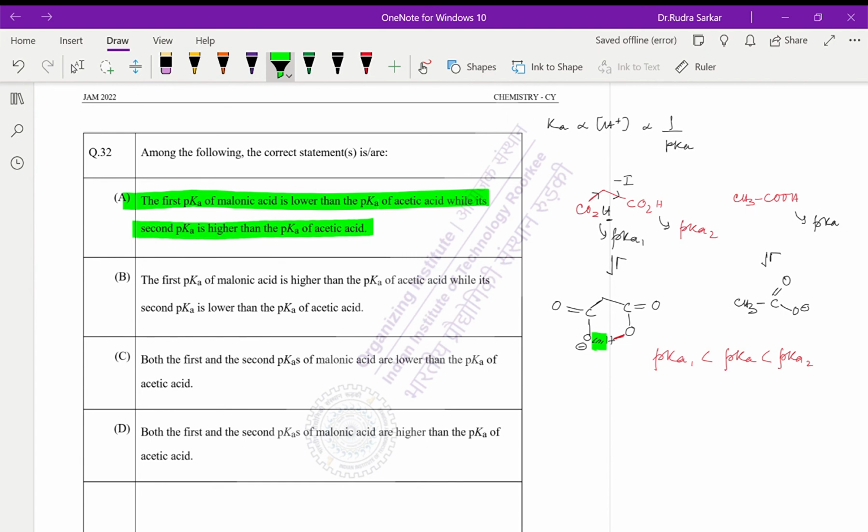And if you check the other answers, it says first pKa of malonic acid is higher than the pKa of acetic acid, which is a wrong statement. So no need to read the next part. Both the first and second pKa of malonic acid are lower, which is again also wrong. Both first and second pKa of malonic acid are higher than pKa of acetic acid, which is also a wrong statement. Alright, so that completes question number 32, how you should solve it.